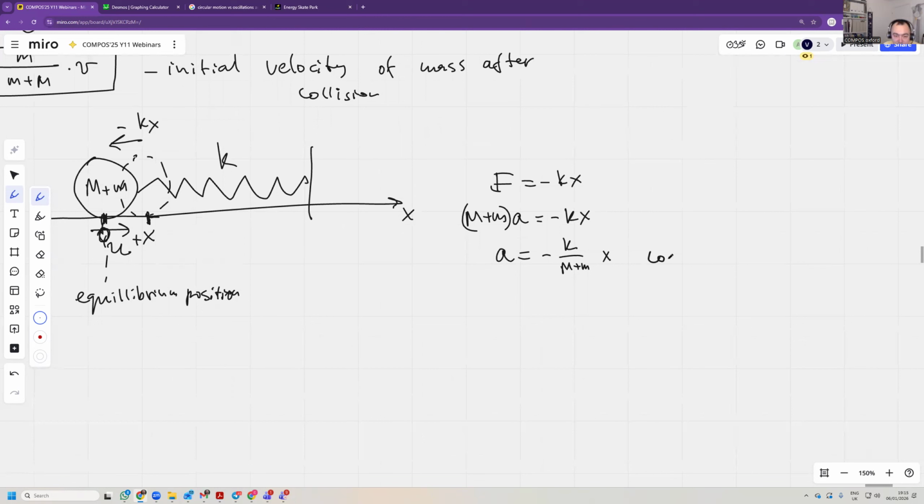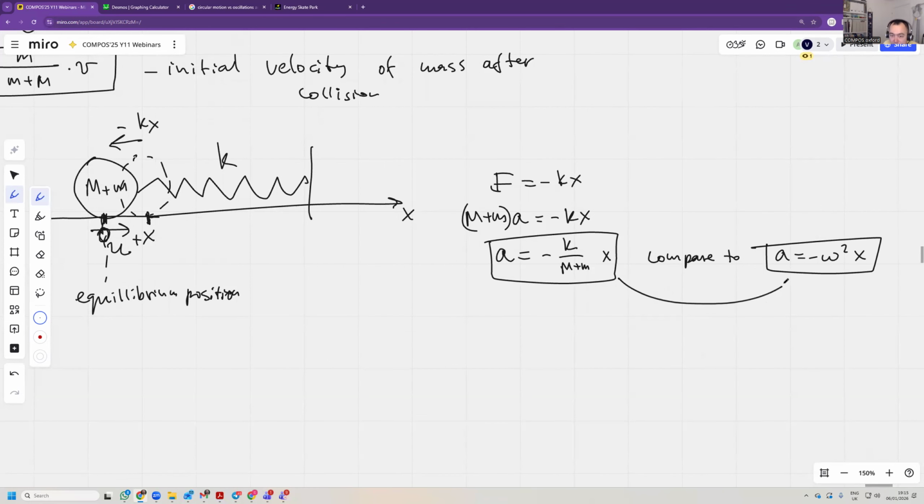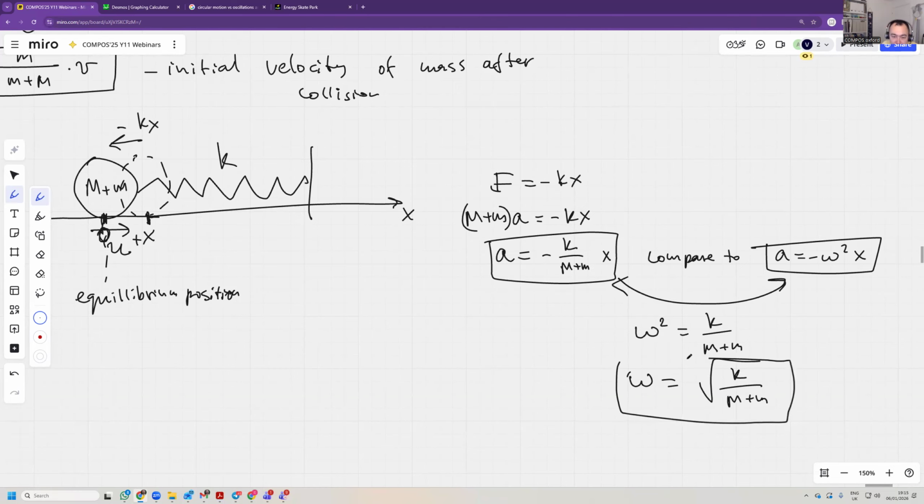Compare this to a equals minus omega squared x, because that's the equation of simple harmonic motion. And here, if you compare these two equations, you can see that omega squared is k over M plus m. In other words, omega is the square root of k over M plus m. That's the angular velocity.